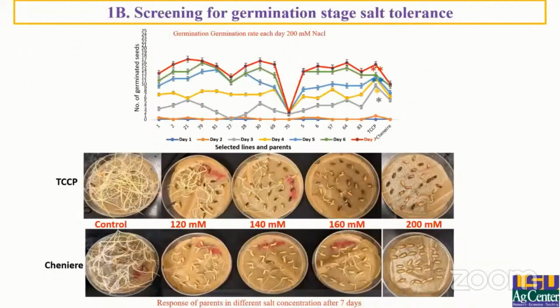This is the response of the parents, donor TCP and recurrent parent Sabine, in different salt concentrations. We tested some random lines and the parents in different salt concentrations, and then we checked the day-wise number of germinated seeds, and we found that the 200 millimolar concentration showed a significant difference on each day between the two parents. So we selected 200 millimolar for the whole population for germination stage screening.